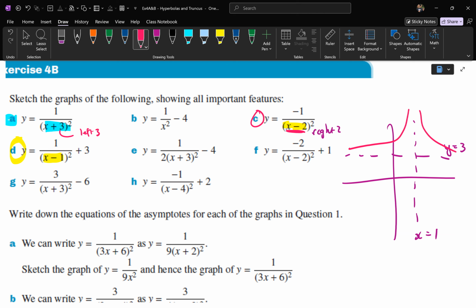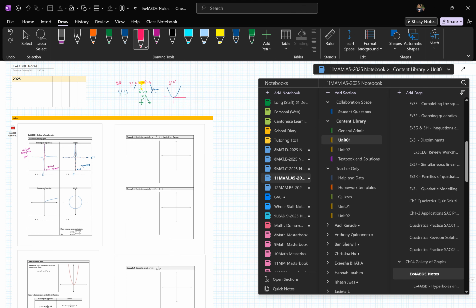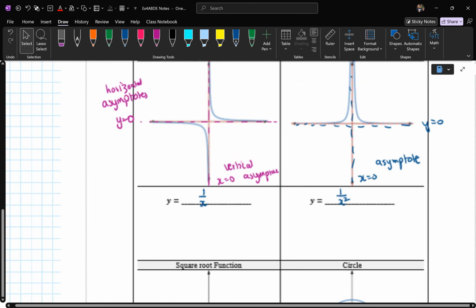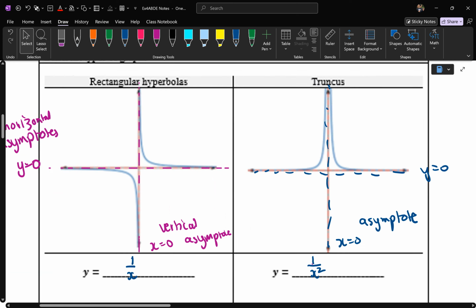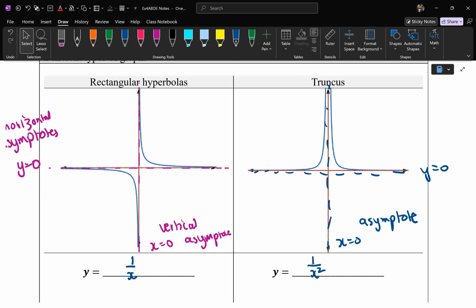So whatever I haven't taught you, on your notes sheet, let's go back to your notes now. I'm going to give you all the general shapes so that you technically, in one session, know how to read them all. So here we go. You got the first one, 1 on x, rectangular hyperbola. Second one, truncus, this is 4b. Truncus, 1 on x squared.